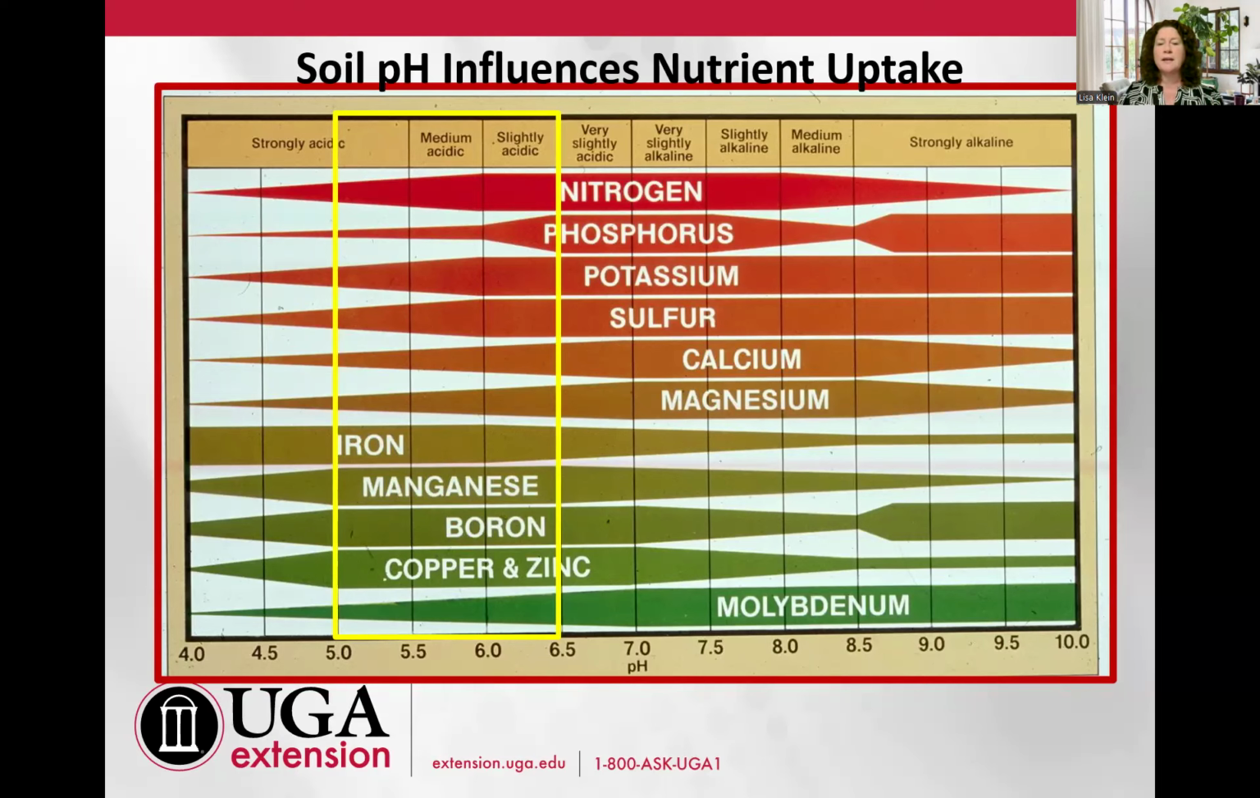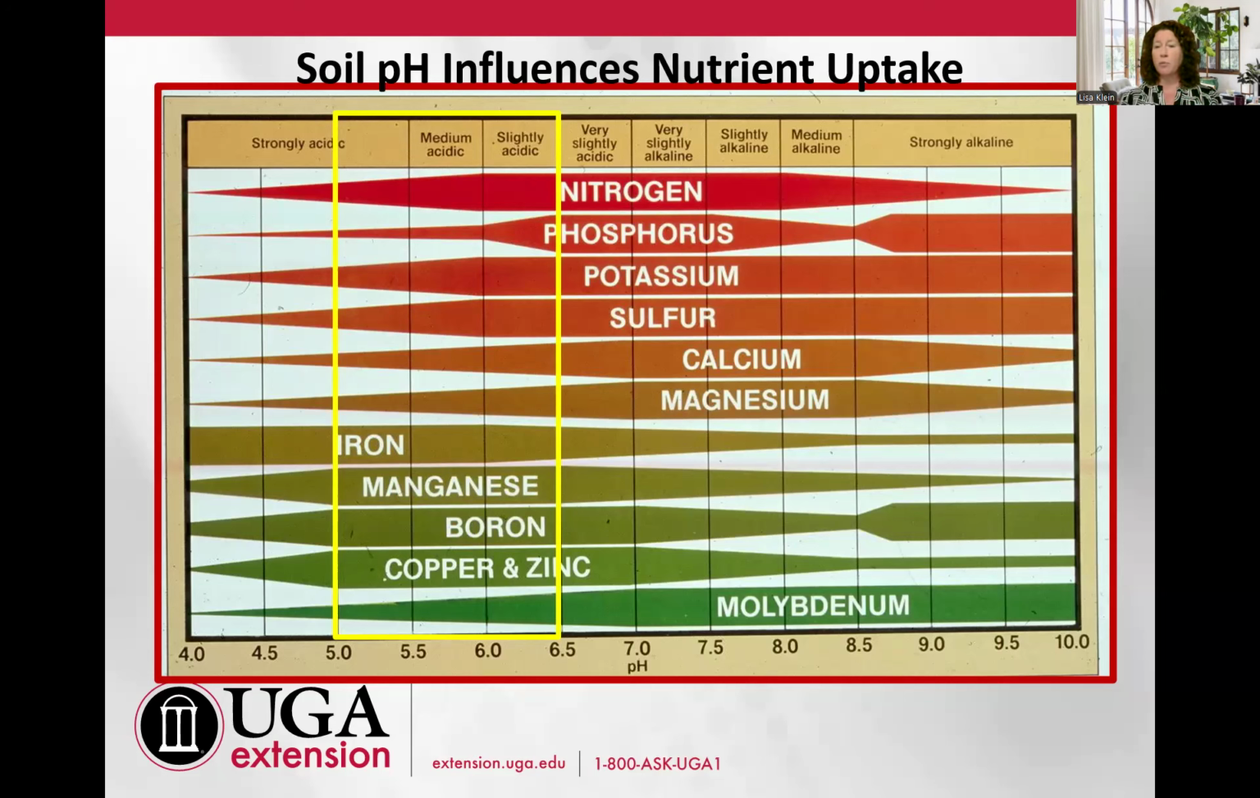But you can see it needs the most nitrogen, phosphorus, and potassium. And so that's the area, that's the pH the plants like the most of. Then you have sulfur, calcium, and magnesium, and then iron, manganese, boron. So they're more available on the lower end of that pH scale.